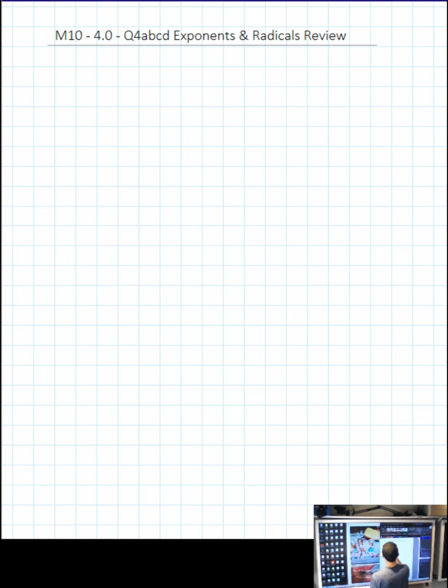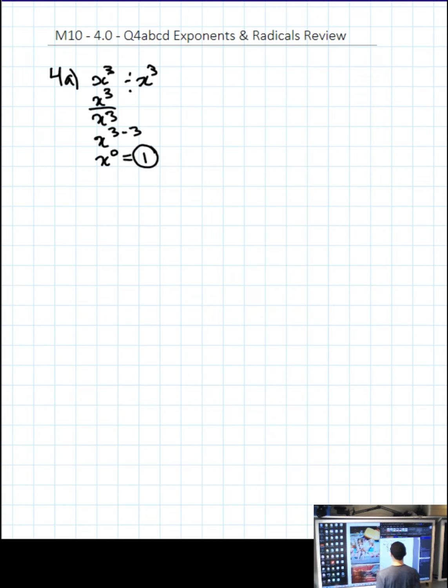Okay, question number 4a. So we have x to the 3 divided by x to the 3. Well, I don't like that divided by sign. I'm going to use over. X cubed over x cubed. Now we're dividing with the same base. We can subtract the exponents, so we get x to the 3 minus 3. And 3 minus 3 is 0, so we get x to the 0, which is equal to 1. Circle our answer.